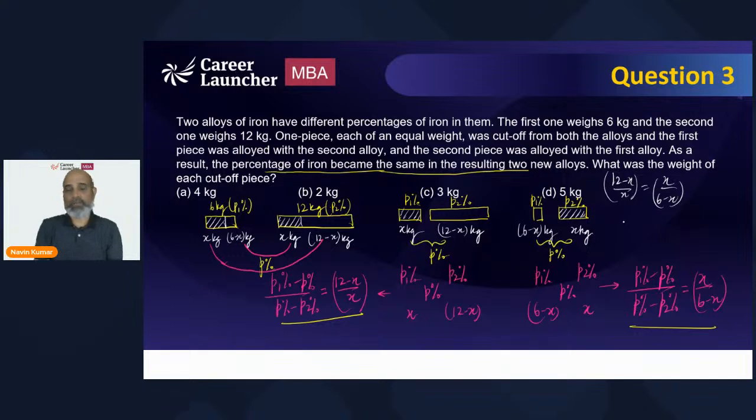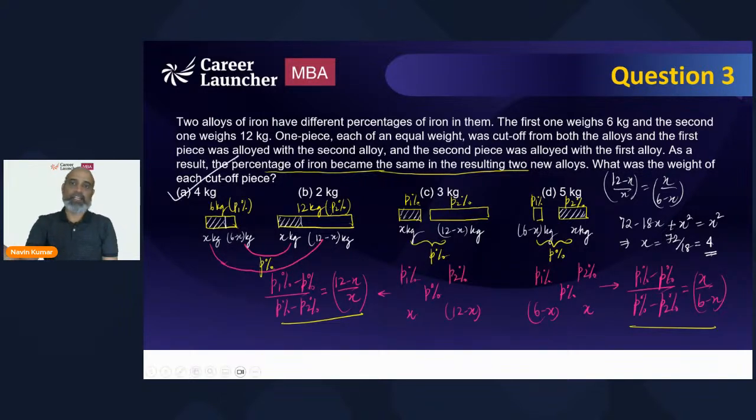If we cross multiply, we will get 72 minus 18x is equal to, we will also have an x square if we cross multiply, and that is equal to x square. If we solve this, we'll get x is equal to 72 upon 18, which results in 4. Since we get the value of x, and that's exactly what was asked, it is option A, right?